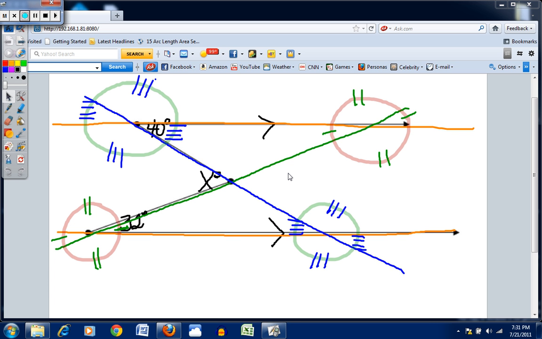Once I've labeled my picture, I can see that angles that have the same tick marks are congruent to each other. So anything with 1 tick mark is now 32 degrees. And any angles represented by 4 tick marks is 40 degrees.